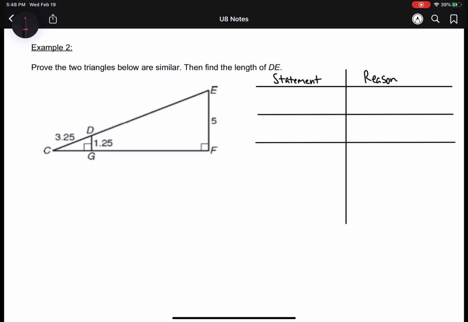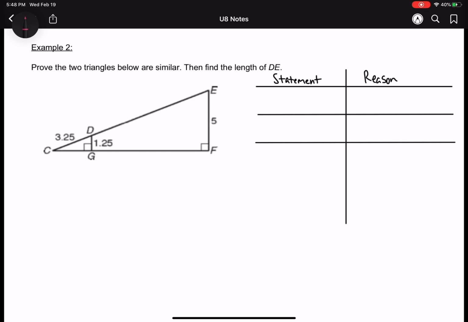Here I have Unit 8, Section 5, Example 2, that says prove the two triangles below are similar. Then find the length of DE. So when I'm looking at this picture, the first thing I notice is that for triangle CDG, I have 3.25 for a side and I have 1.25 for a side. But when I'm looking at triangle CFE, I only have 5 as a marking. I don't have any other side lengths that are shown.